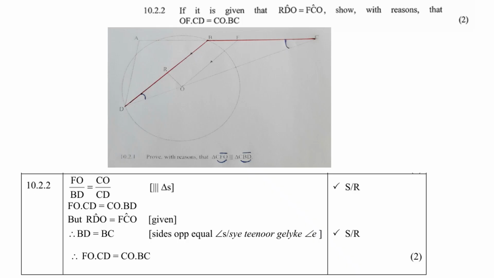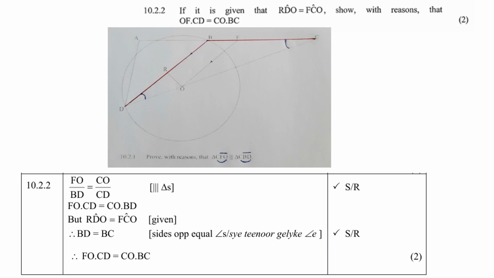So those are the conclusions you can make once triangles are similar. Therefore, FO over BD equals CO over CD, because they are similar. If you cross multiply, you get FO times CD equals BD times CO. But remember we said angle RDO is equal to FCO.